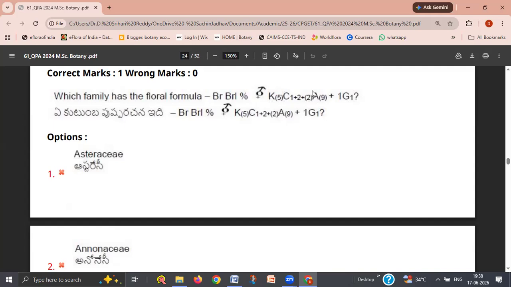If you see, K is related to the calyx. There are 5 sepals, they are fused. That is called gamosepalous condition. Another is C 1+2+2. This is the papilionaceous arrangement of the corolla. It is present in the family Fabaceae. And here A (9)+1 is the diadelphous condition. 9 stamens form a bundle, and there is a single separate stamen. That is called the 9+1 condition. All these features are found in the Fabaceae family.